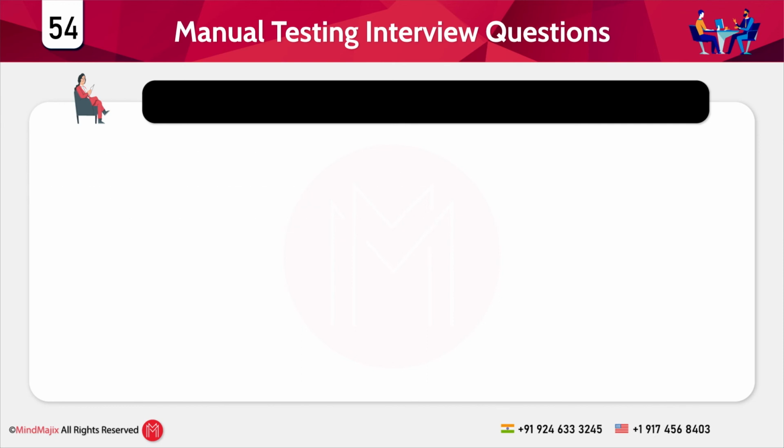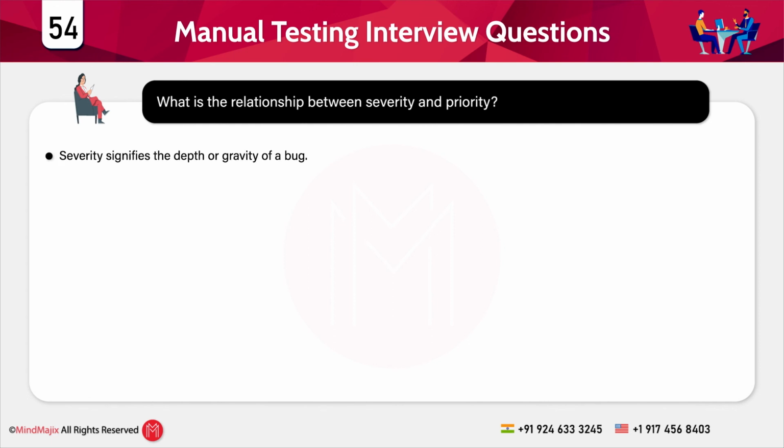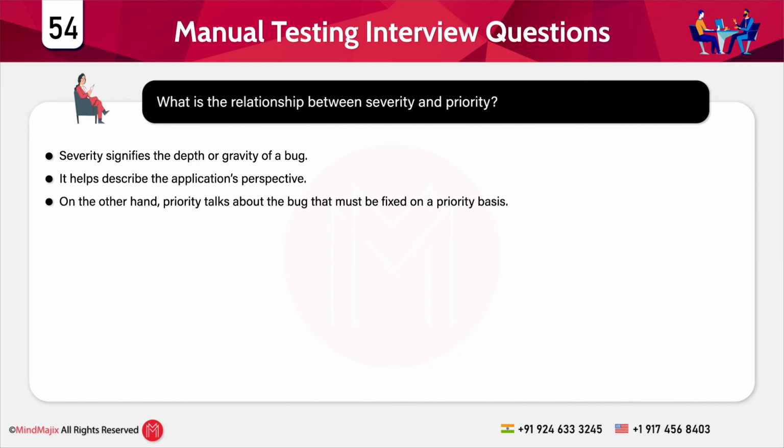The next question is, what is the relationship between severity and priority? Severity signifies the depth or the gravity of a bug. It helps describe the application's perspective. On the other hand, priority talks about the bug that must be fixed on a priority basis. It also defines the point of view of the users.